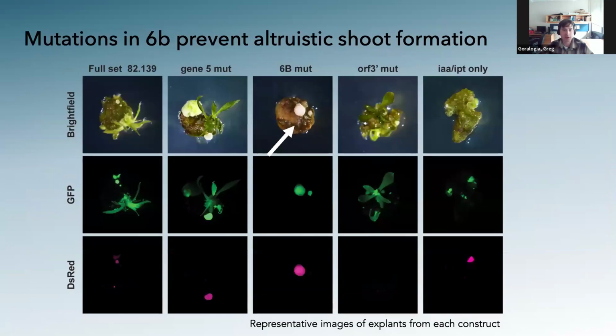This is what those look like. You can see in the 6B mutated ones that the callus actually looks remarkably different. And the rest of the various constructs were still capable of forming these GFP-only shoots, which is pretty cool.